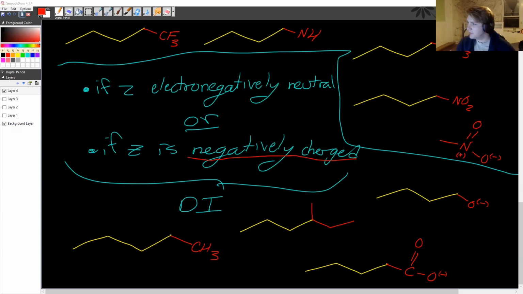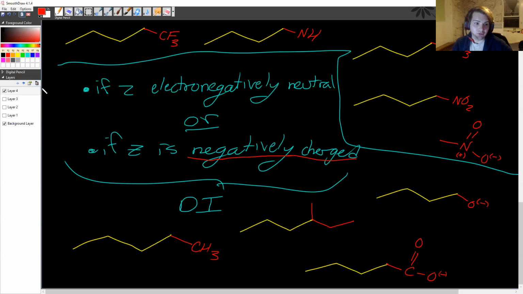Does this make sense? In the practice he gave us, there was only one instance of donating inductively, but that doesn't mean that there can't be more instances of it on the exam. Okay?